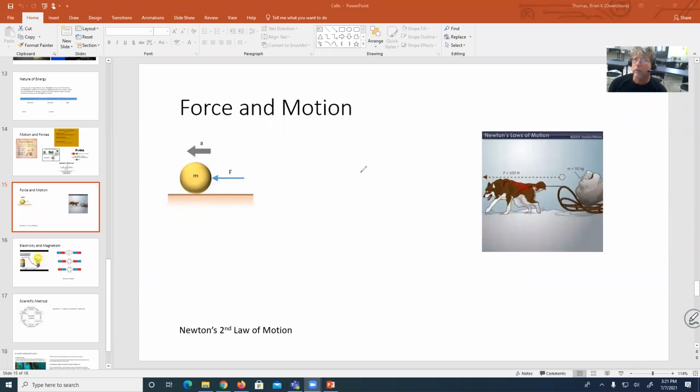This next lesson, what I'm basically going to talk about is Newton's second law of motion. So remember, Newton's second law of motion was force is equal to mass times acceleration.